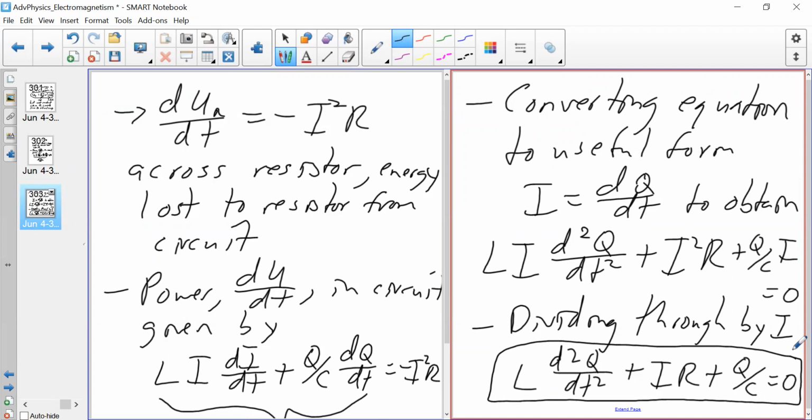Because we may recognize that this term here, I times R, is delta V equals I times R, and delta V is Q over C for the capacitor. And this term here is the voltage across the inductor. So we have a second order derivative of charge times the inductance, which is basically the same thing as L di/dt.